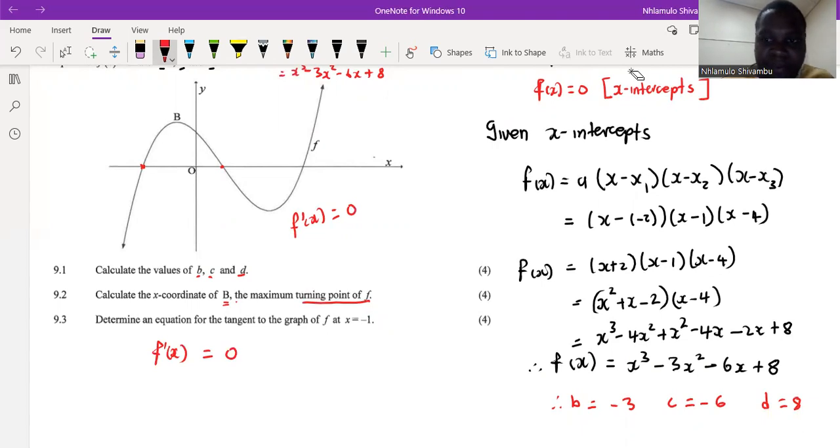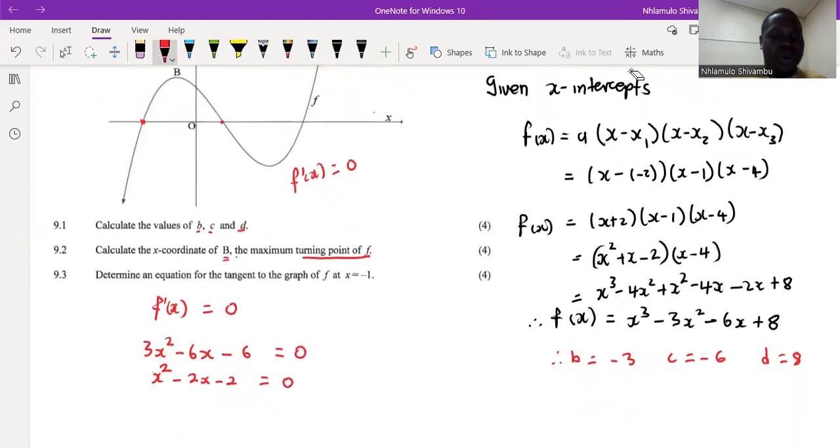Then this is going to give us 3x squared minus 6x minus 6. And then the derivative of 8 is 0. This is going to be equal to 0. All we're trying to do here is solve for x. So you're going to divide throughout by 3. This is going to give us x squared minus 2x minus 2 equals 0. And now we need to solve for x here.